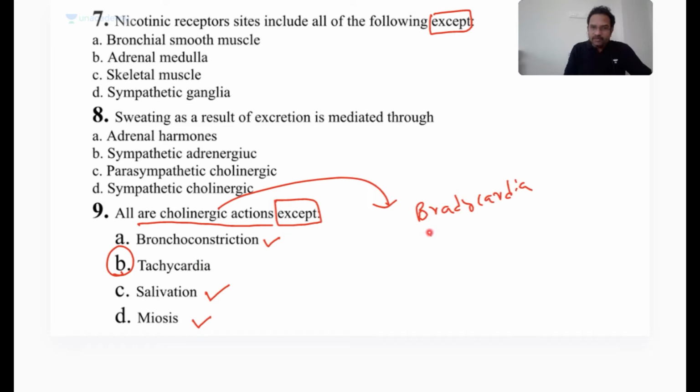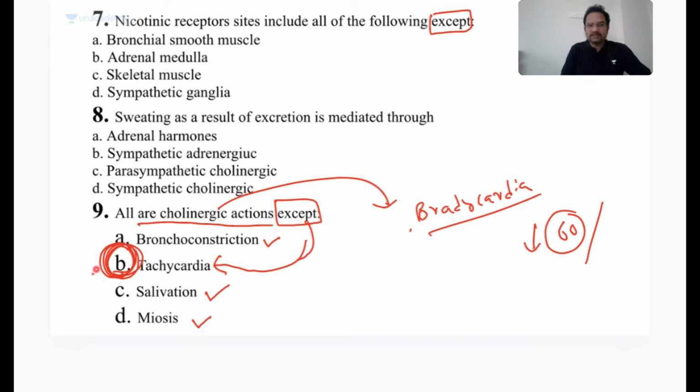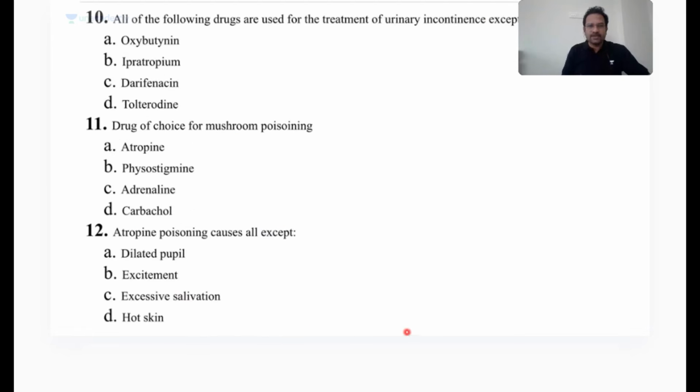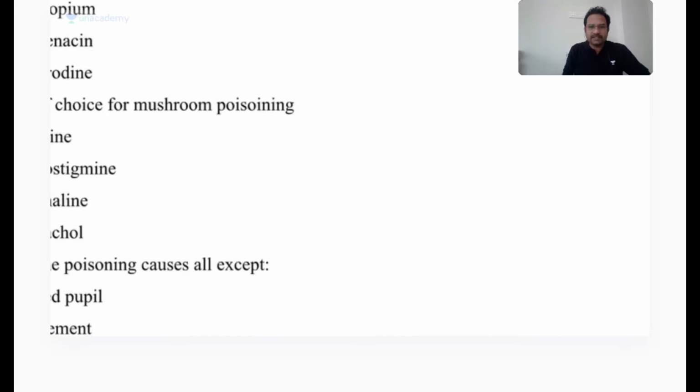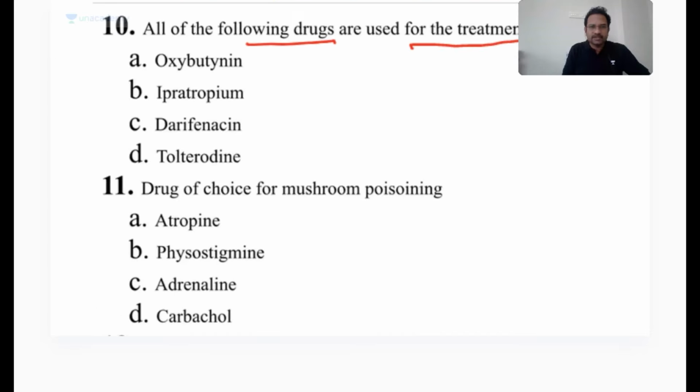When we are about to sleep, when we are in a sleep state, heart rate is reduced. It is around 60 beats per minute. It is because of cholinergic stimulation. So except means it causes a decrease in heart rate, but here it says increase in heart rate. So this is the answer. For the ninth question, option B is the right answer. Okay, let's move on to the next one. Now, all of the following drugs are used for the treatment of urinary incontinence except. Give me a second.